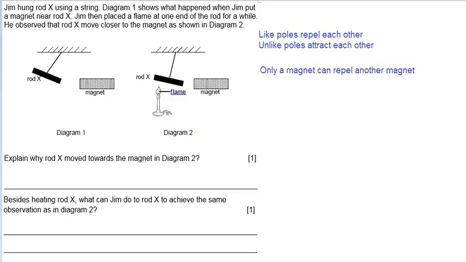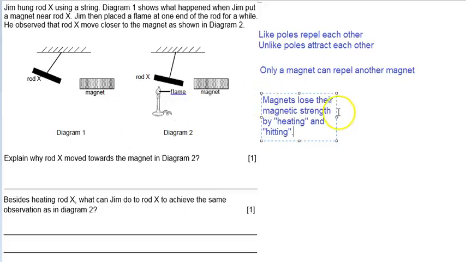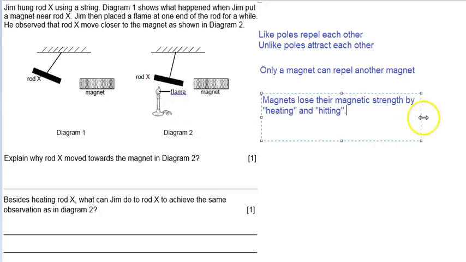And we also know that magnets can lose their magnetic strength if they are heated or they are hit by something. Some people say that dropping a magnet would also make it lose its magnetic strength. That is true, because if you drop a magnet, you are actually hitting the magnet onto the ground. Just remember this: magnets lose their magnetic strength by heating and by hitting.